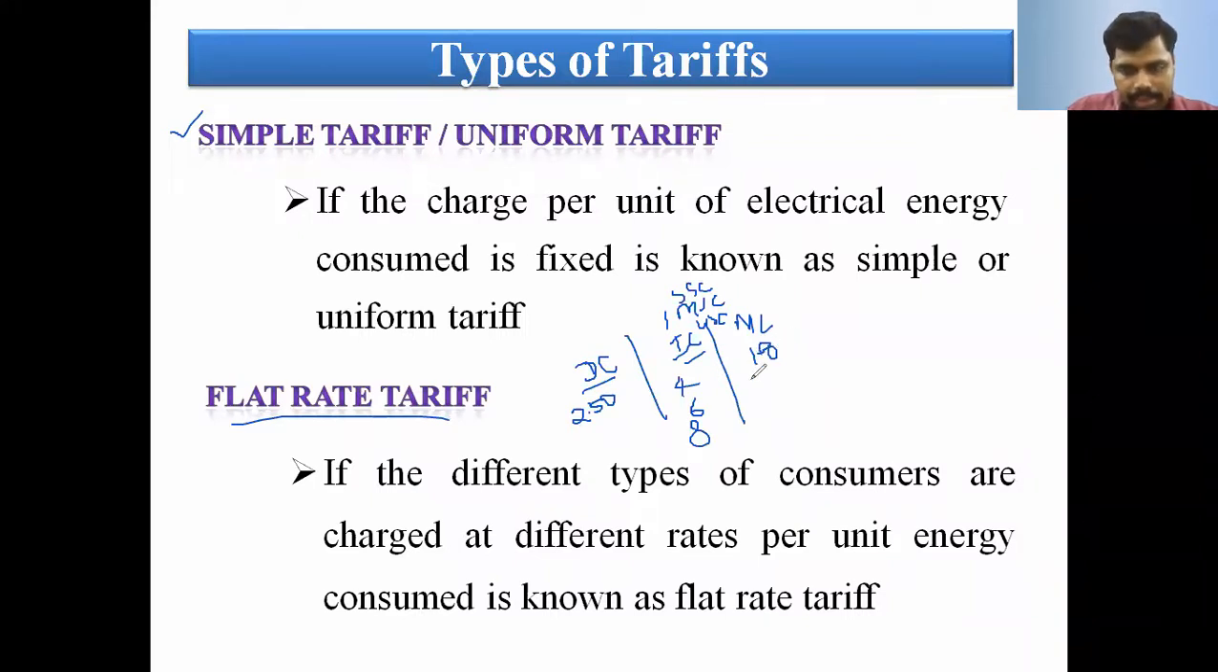And here, the advantage is that the calculation is easy, and it is also simple for understanding purposes. But the drawback is that we need to identify and segregate the consumers separately. That is domestic consumers, industrial consumers, municipal load, irrigation load, and so on. That is, the splitting of the consumers is somewhat difficult.